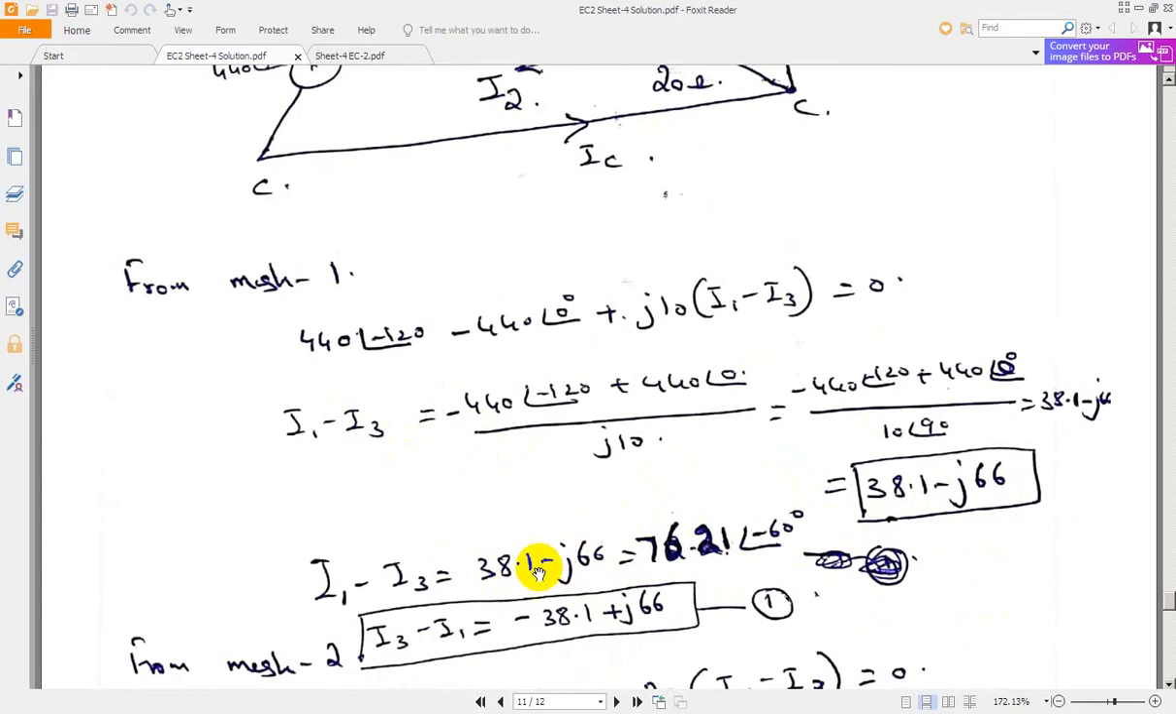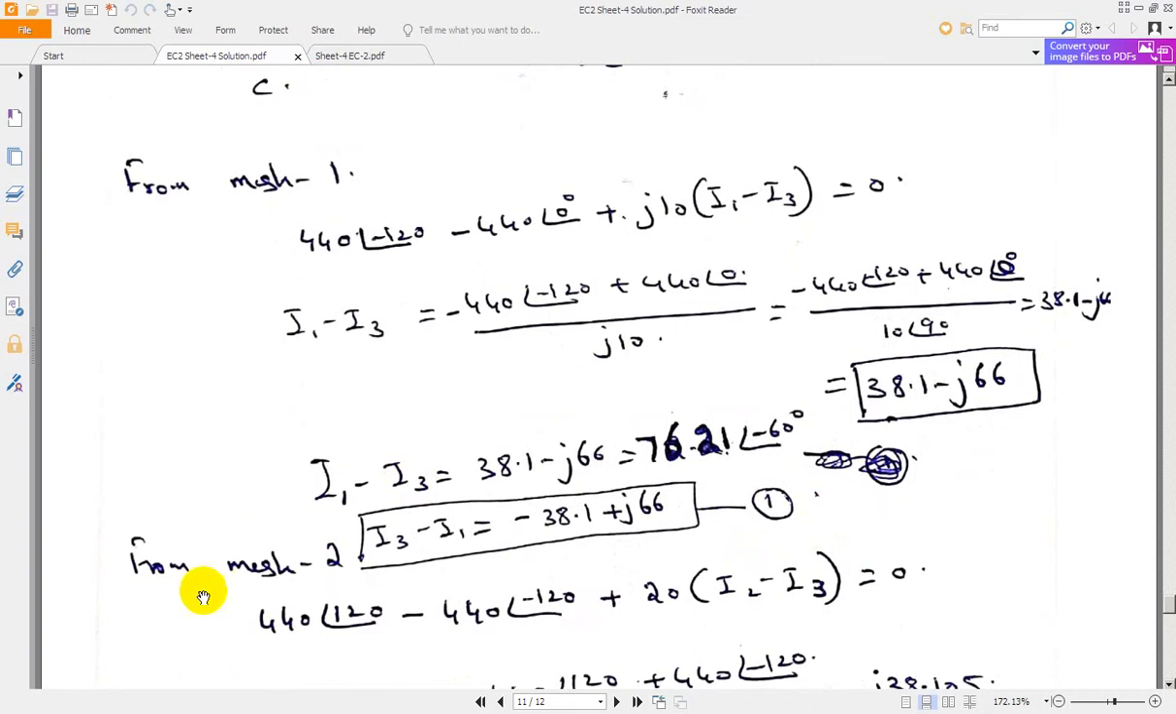If you convert this into polar form, you will get 76.21 at an angle of minus 60 degrees. This is equation 1, we are naming this as equation 1.